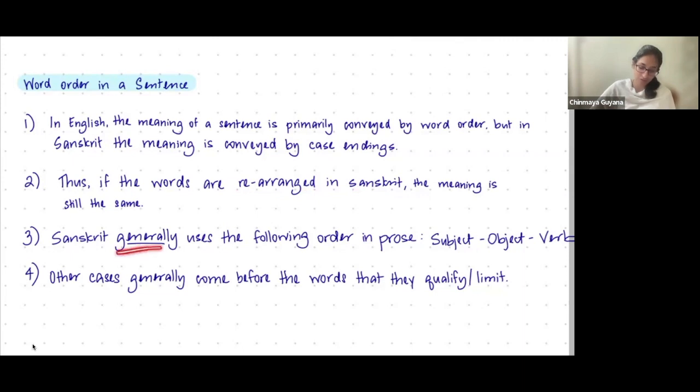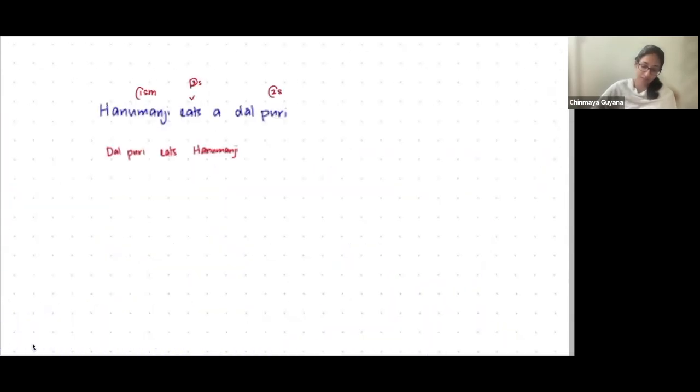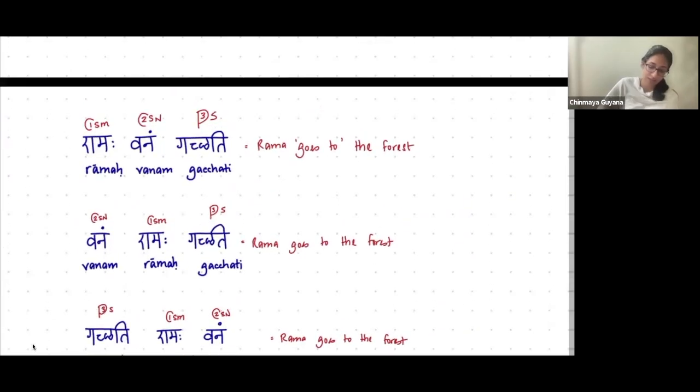Sanskrit generally uses the following order in prose: subject, object, verb. That means this first sentence is the traditional presentation in prose. Subject, Ramaha. Object, Vanam. Gachati, verb. Subject, object, verb. This will be the traditional presentation in a prose order sentence.